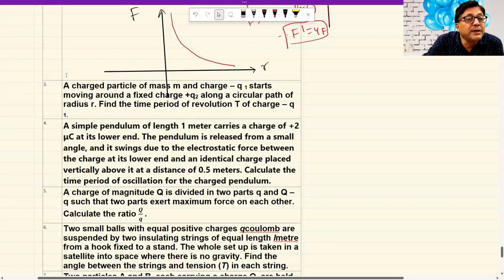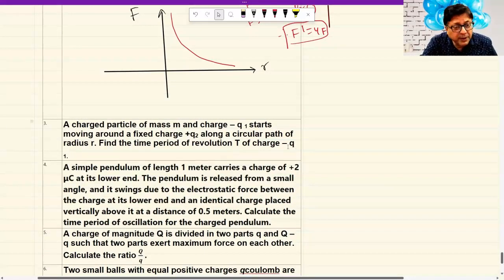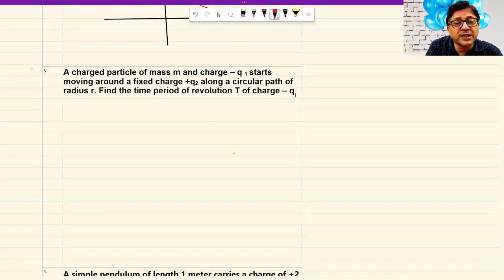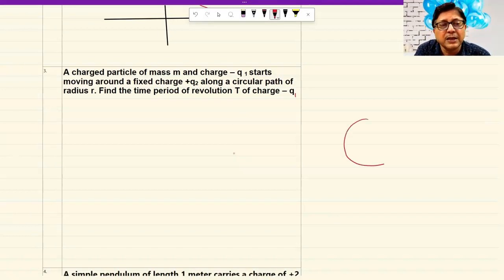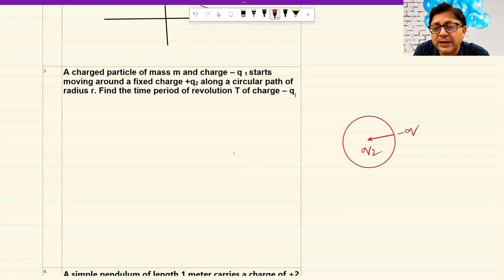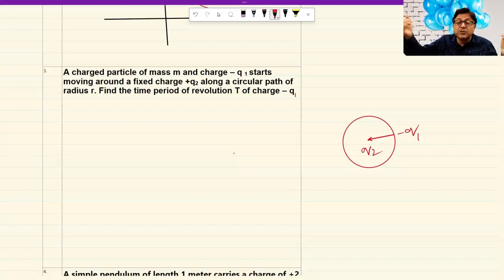A charged particle of mass m, you can see the problem here. This is Q1. Charged particle of mass m and charge minus Q1 starts moving around a fixed positive charge Q2 in a circular path. Minus Q1 here, just like proton and electron. This is like electron and this is proton. You have to find the time period of revolution. You will say that due to electrostatic force, minus Q1 will collapse into Q2. No, it is not true.